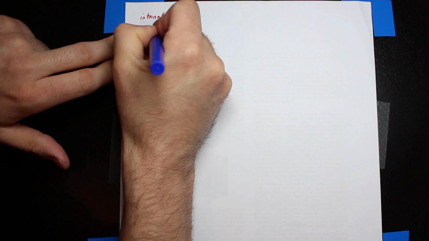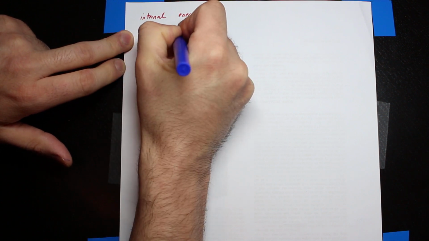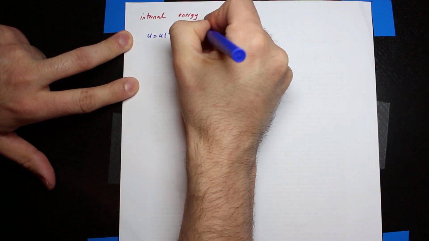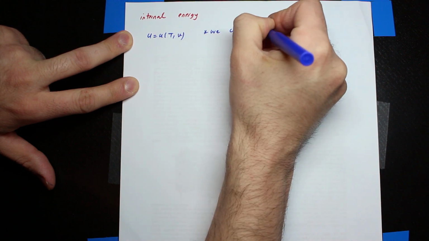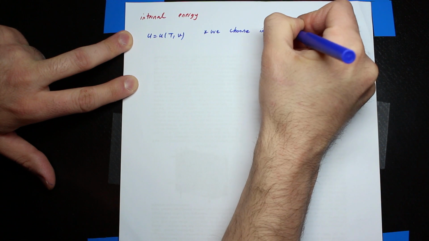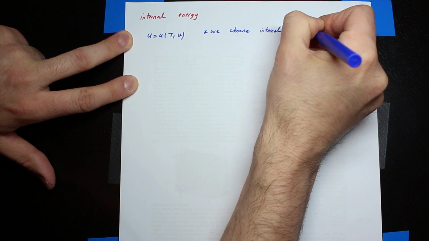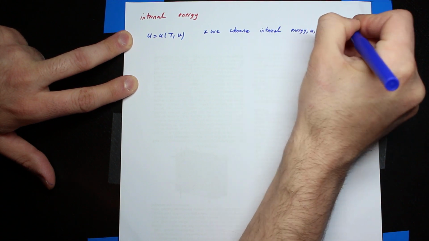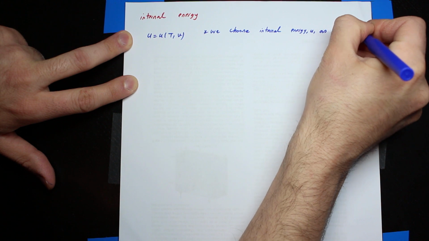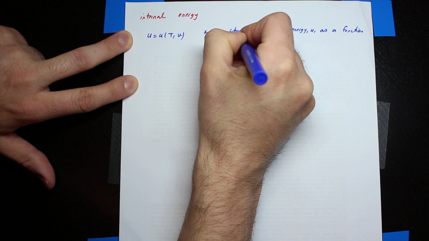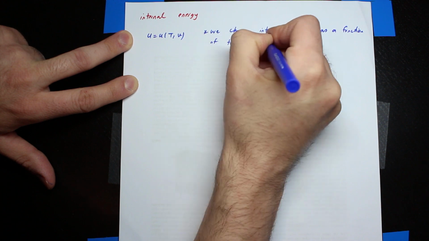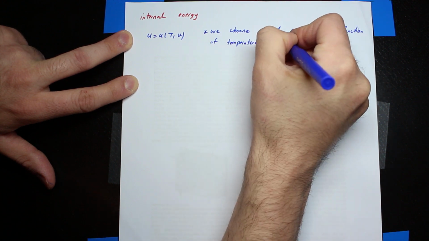For internal energy, or U, let's assume that U is a function of temperature and specific volume. So basically, we choose internal energy U as a function of temperature and specific volume.